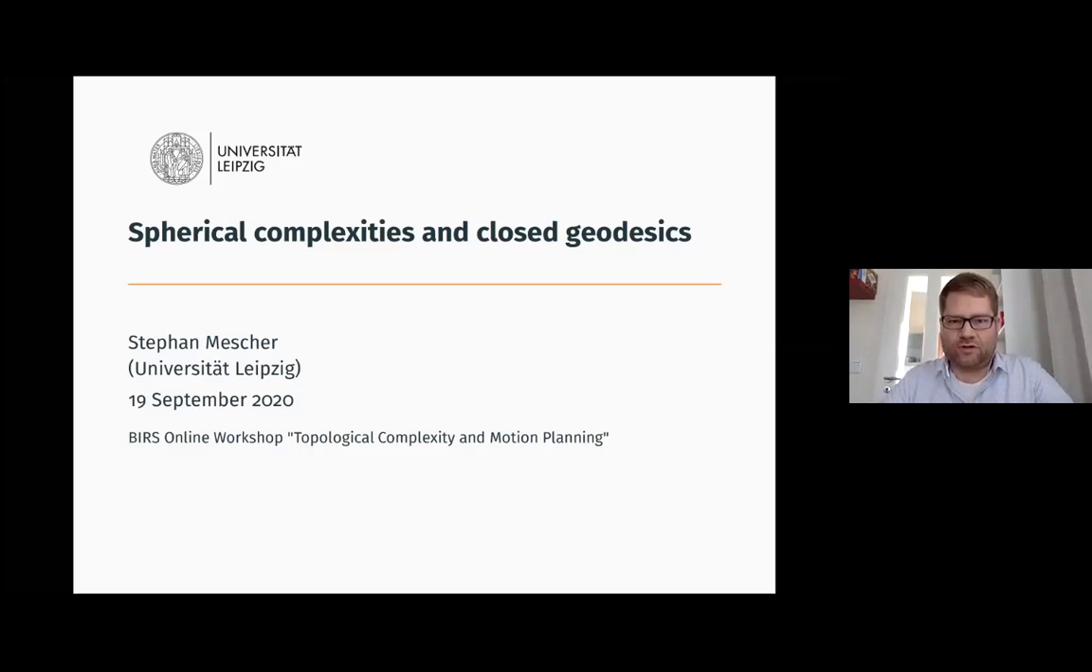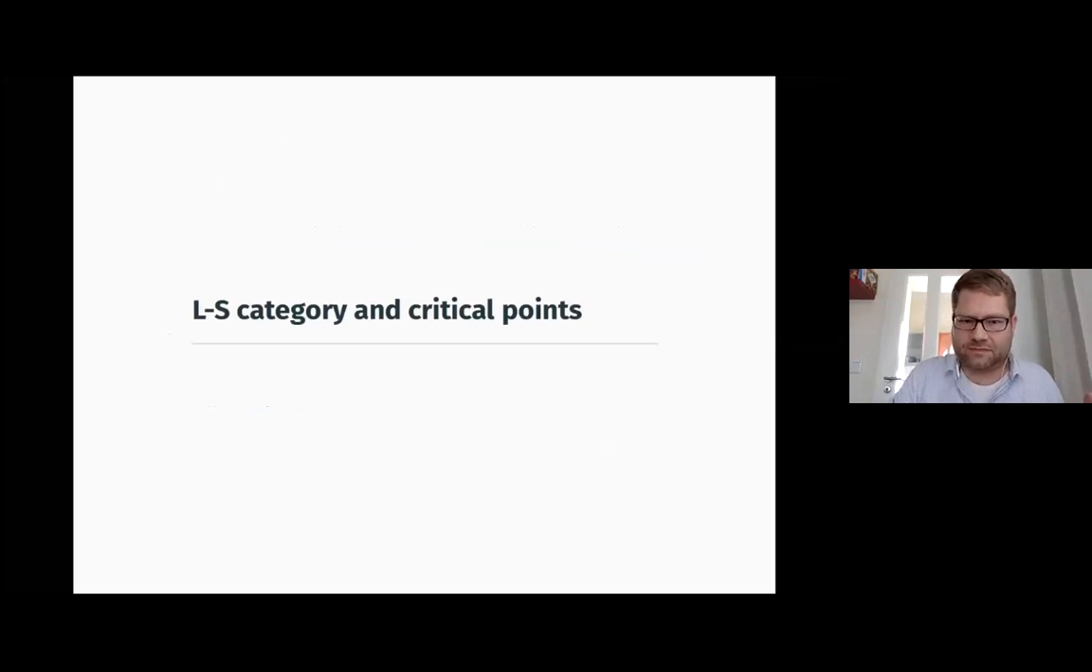So to start with, I want to go way back in time, way beyond the invention of TC, and not back to Adam and Eve, but to Lusternik and Schnirelmann. And I want to explore the relation between Lusternik-Schnirelmann category and critical points, because that was the initial purpose of Lusternik and Schnirelmann to invent their category and to study this notion of category.